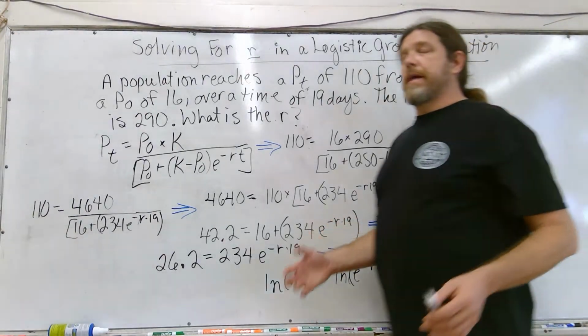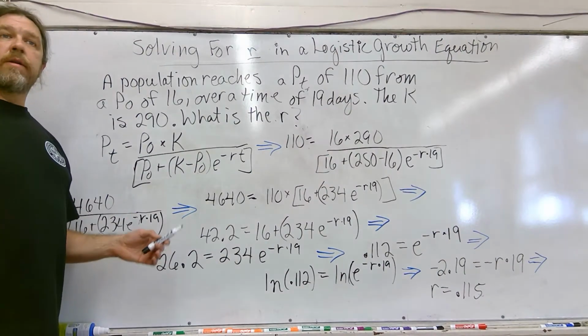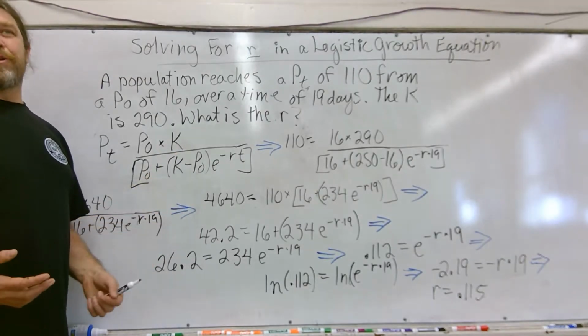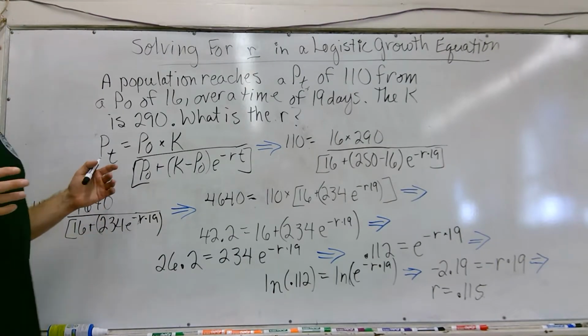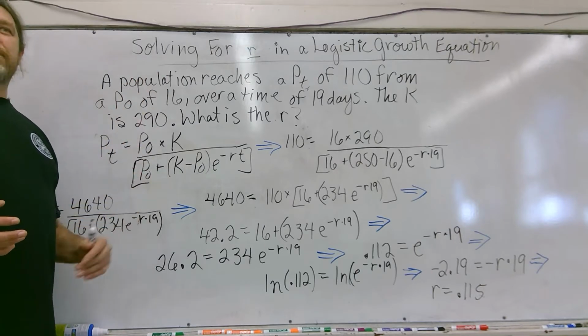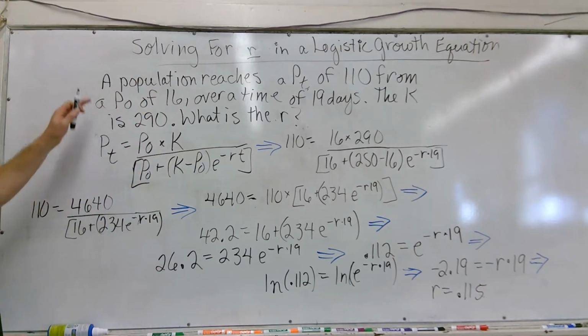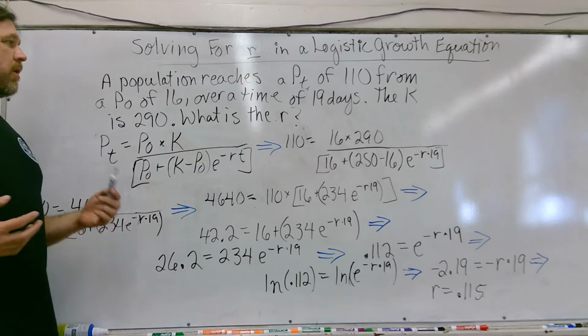One of the basic algebraic skills that can get pretty tough for kids is trying to solve for a variable that's in an exponent in a fraction. A good way to get better at this skill is to take an example of a logistic growth equation that we're learning this week. So, let's see how we can solve for R when all other variables are given.